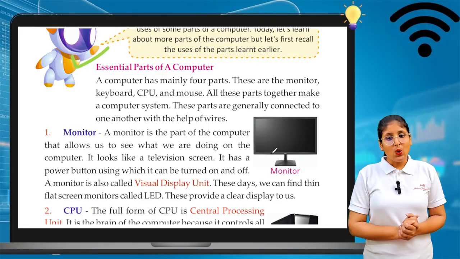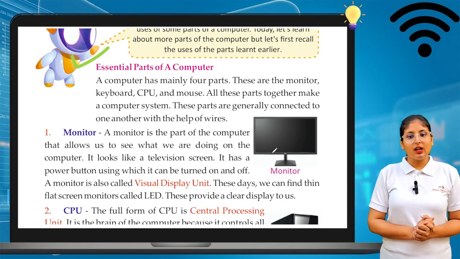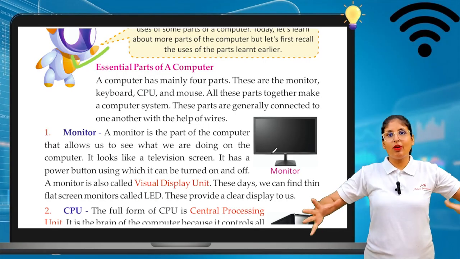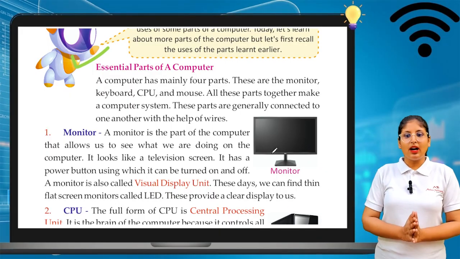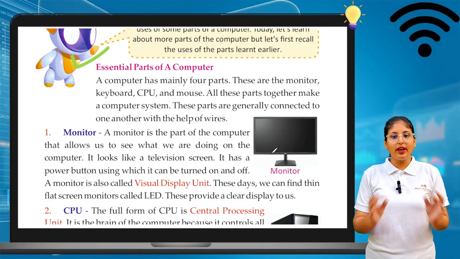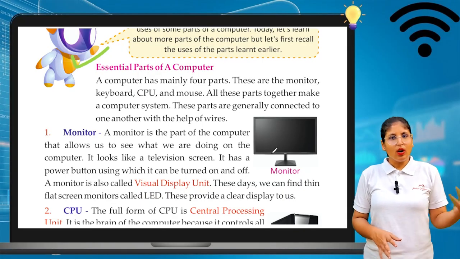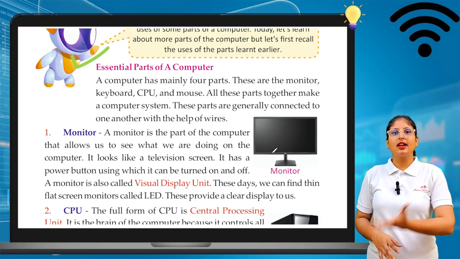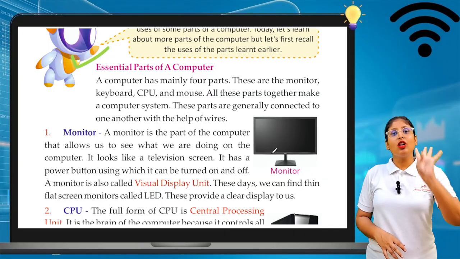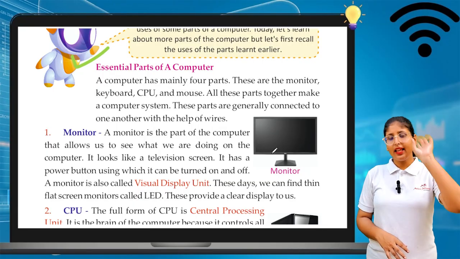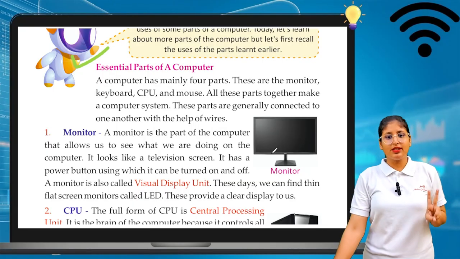All these parts together make a computer system. These parts are generally connected to one another with the help of wire. We all know all these computer parts are connected to one another with wires. So the essential or main parts of a computer are 4: monitor, keyboard, CPU and mouse.